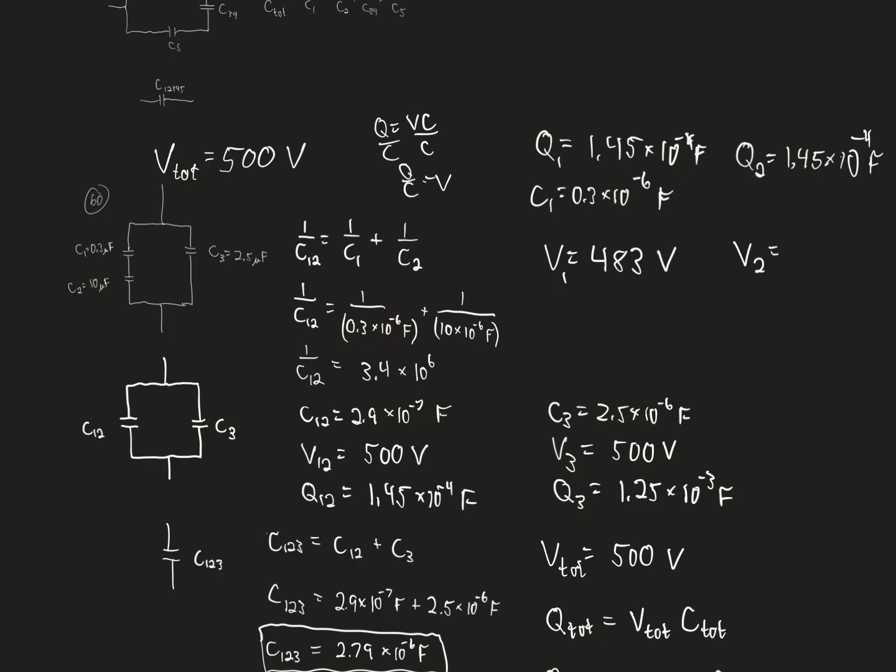And now there are two ways that I can find V2. I can use the same approach, the charge divided by capacitance C2. What's the other way I can find it? What do V1 plus V2 have to be equal to? 500. They have to add up to the total voltage. Each line of this has to get 500 volts. So 500 minus 483 gives how many volts? 17. So we should get 17 volts there.